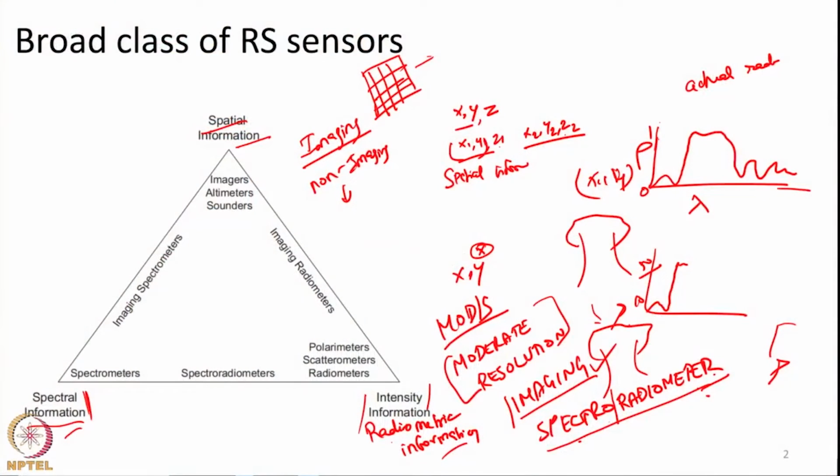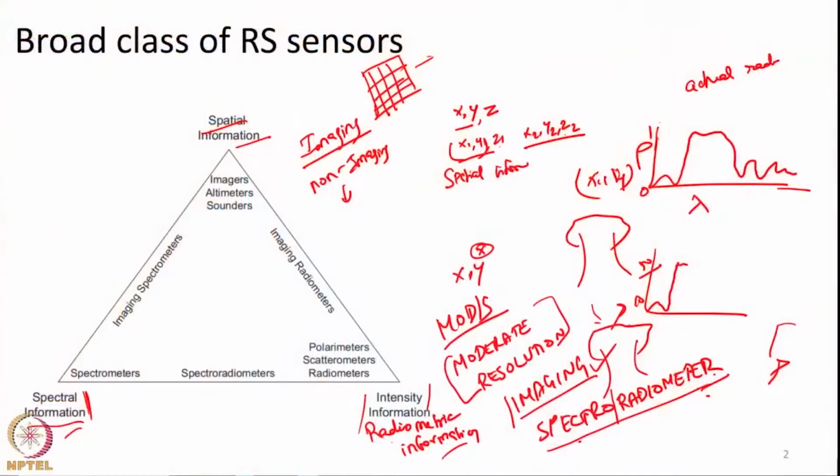In the last class we discussed briefly the different types of remote sensing sensors which collect spatial information, spectral information or radiometric information. I also told you about some of the most commonly used satellite data, like Landsat or MODIS etc. They collect all sorts of information: spatial, spectral and also radiometric information.